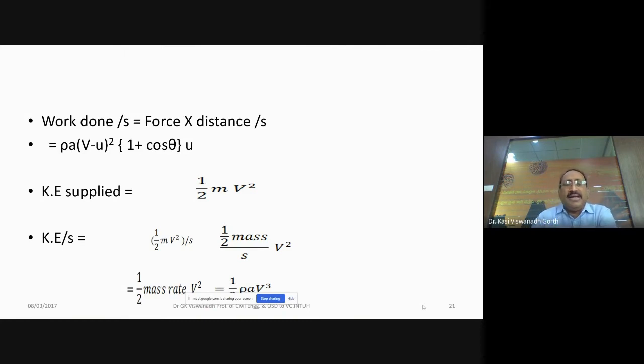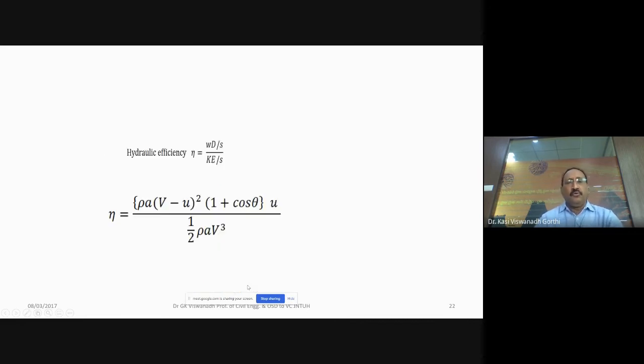The kinetic energy supplied is half of m v square. Kinetic energy supplied per second would be half of m v square per second, where m is the mass per second, into v square. So half of the mass rate into v square, or half of rho A V into v square, is half of rho A v cube. So substituting that, you have the efficiency of the jet as the work done per second divided by the kinetic energy supplied per second.